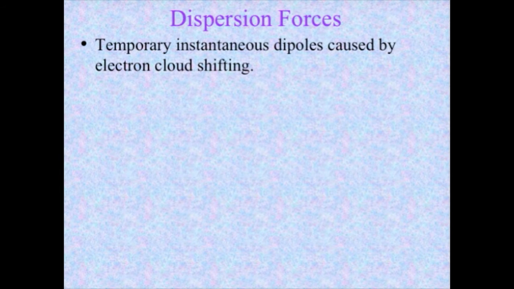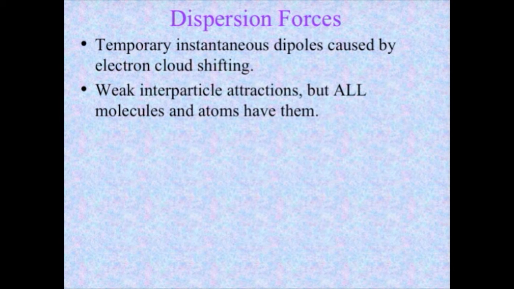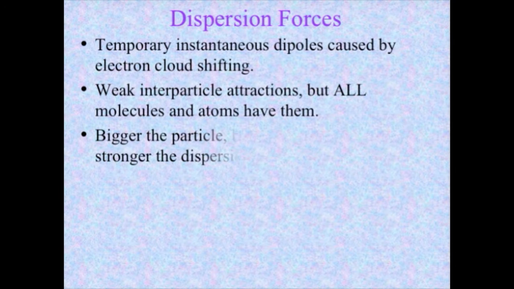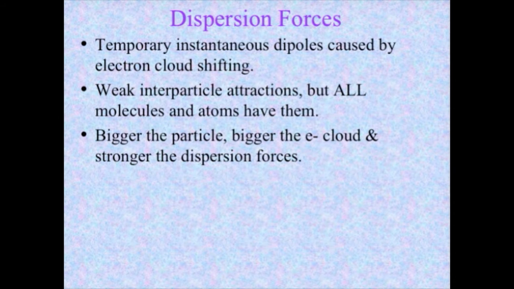Finally, there's the weakest type of interparticle attractions, dispersion forces. These are temporary, instantaneous dipoles caused by electron cloud shifting. All molecules and atoms have them, but they're insignificant if the molecule has ions or if it has dipoles. Generally, the bigger the particle, the bigger the electron cloud and the stronger the dispersion forces are.